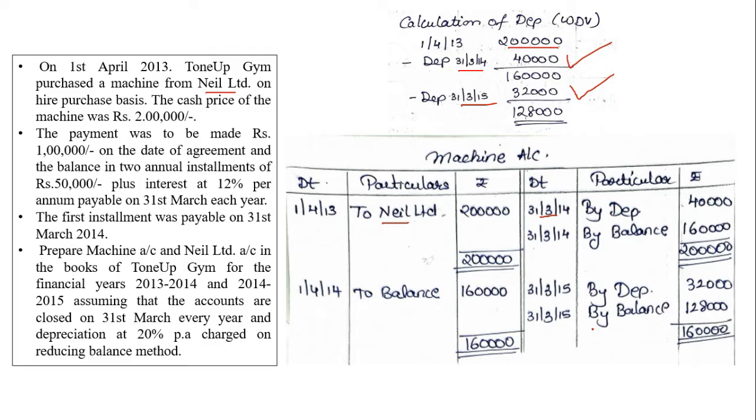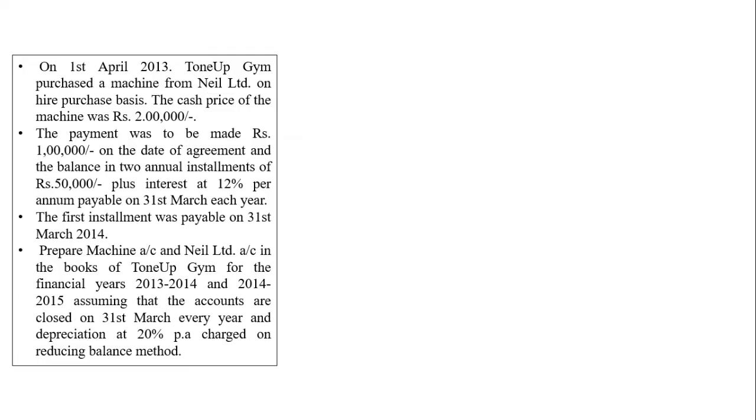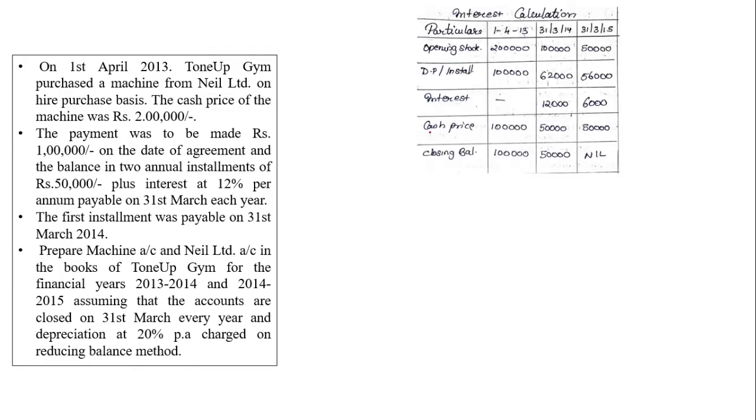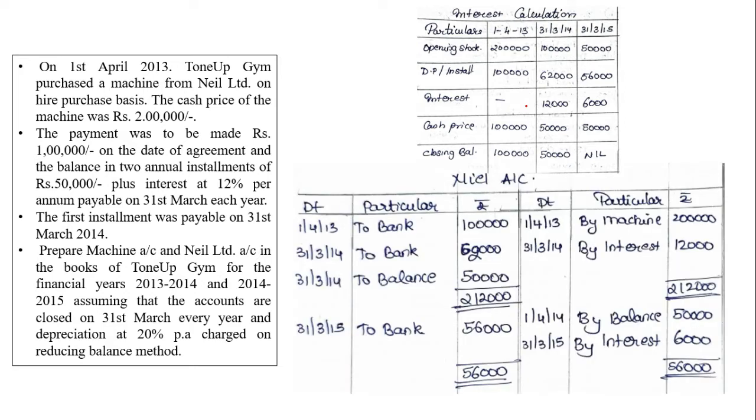Secondly, they ask you to find Neil's account. Neil is a hire purchaser. So for a hire purchaser, I need the down payment amount, installment amounts, and interest. So what we do here, I'll just show you that table that we already created before. Now from there, very simple.